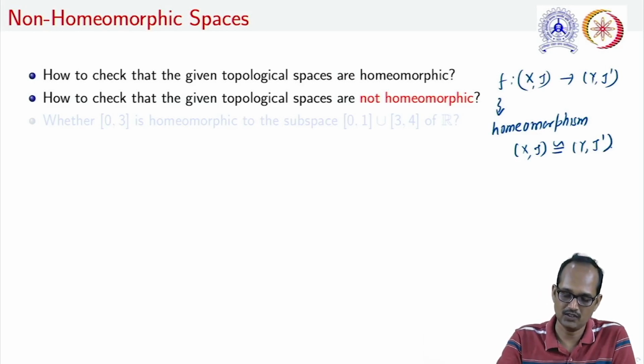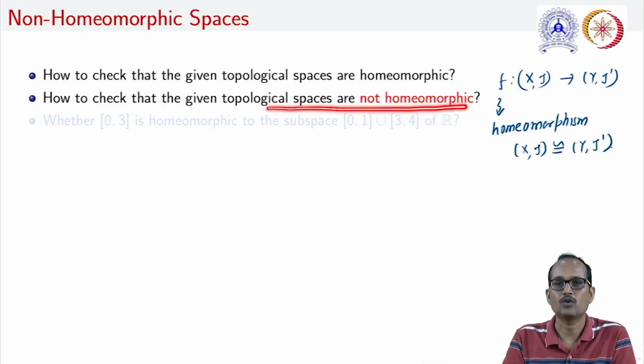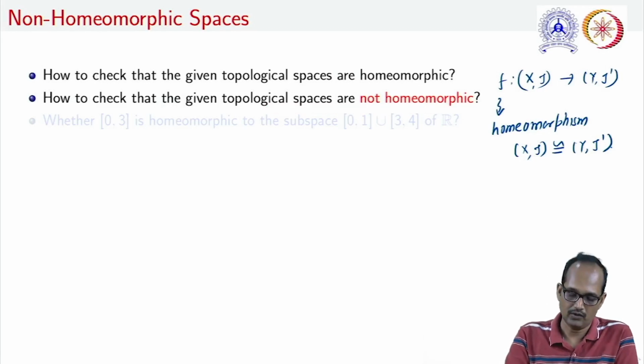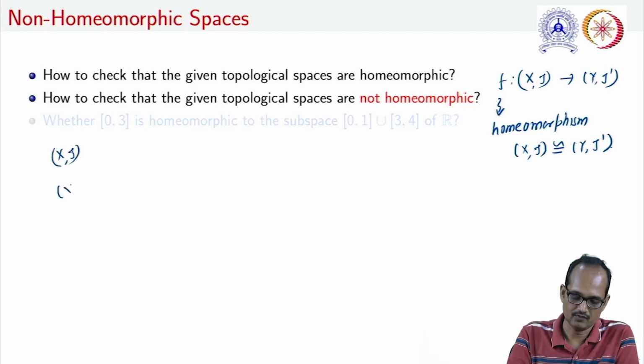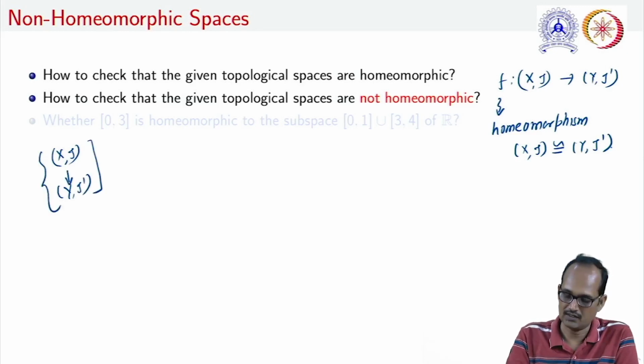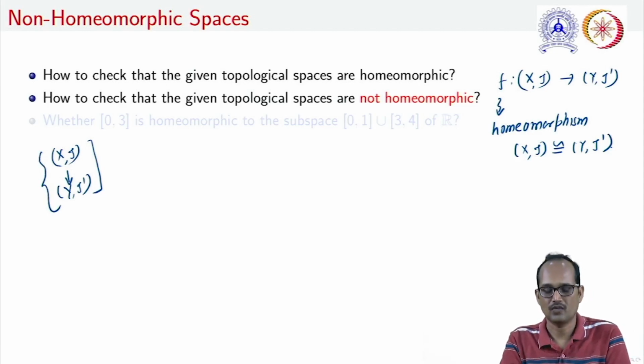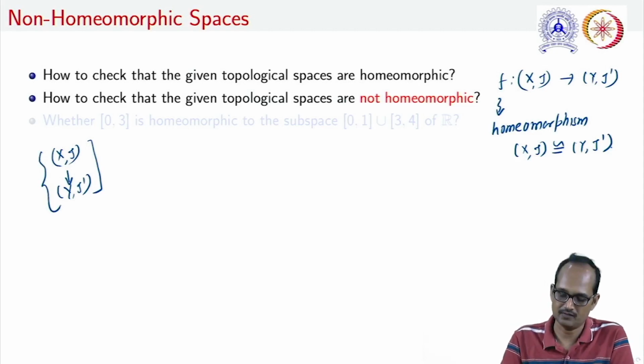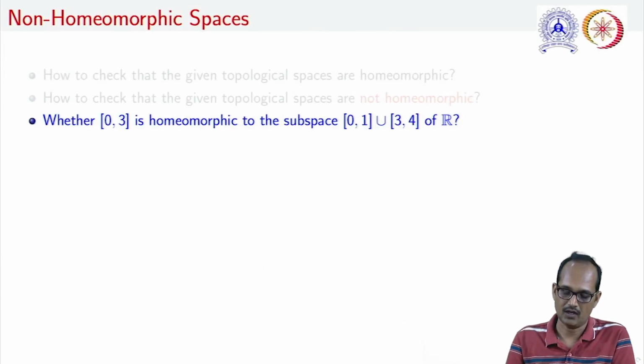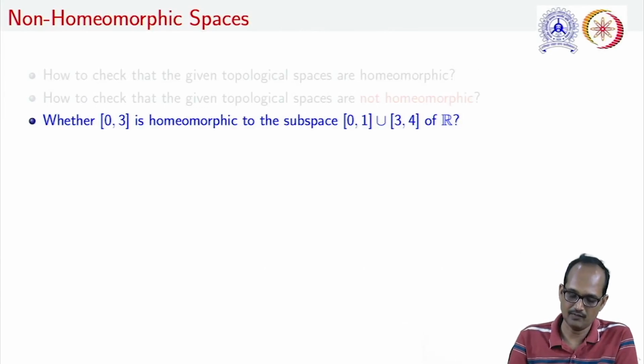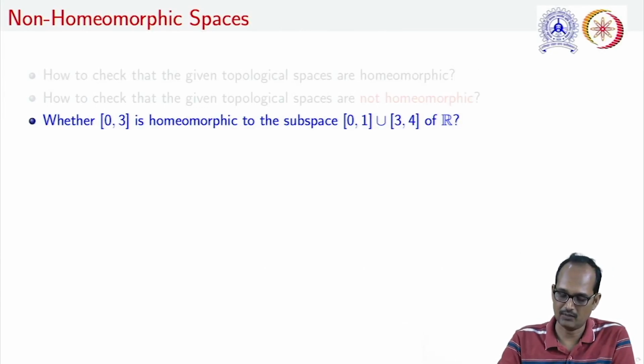But the question is how to check that the given topological spaces are not homeomorphic. This is not easy to justify, that there does not exist any homeomorphism from this space to this one. The question is, in those cases, what to do? Connectedness helps us at some point. How is connectedness helping? Let us see an example.